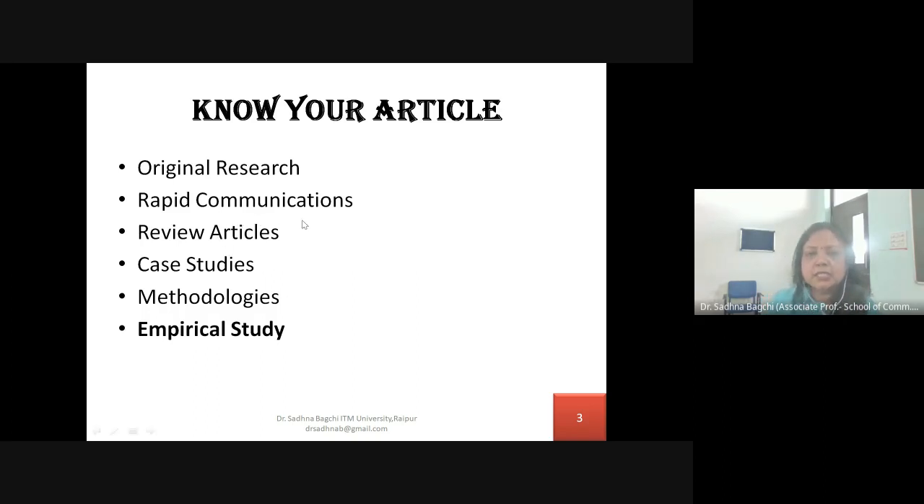Rapid communications means you are talking about something that most academicians are talking about, a buzzing topic. You can say a topic that is nowadays buzzing in the news and everywhere; you can take that as rapid communications. And original research means you are taking up research where very few articles are published in that subject area, so you are taking that type of research. That comes under the category of original research.